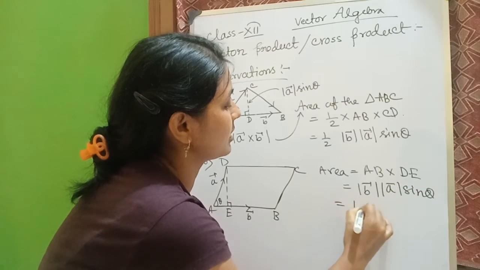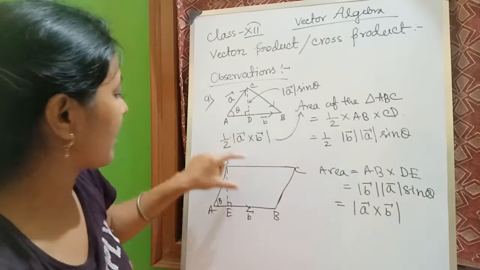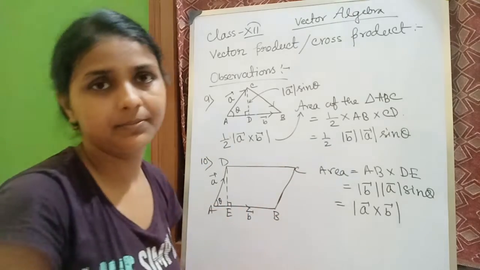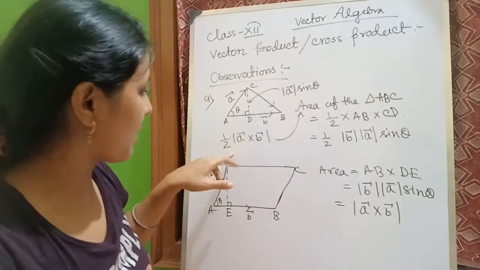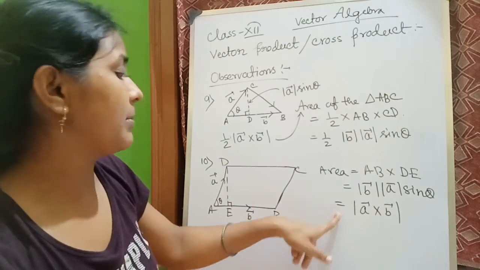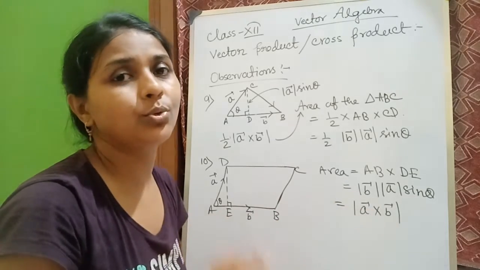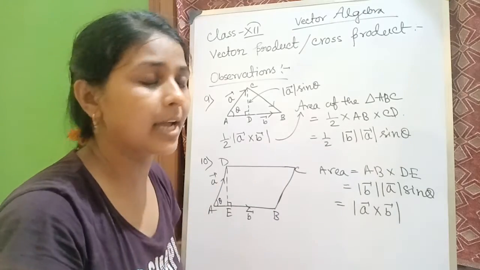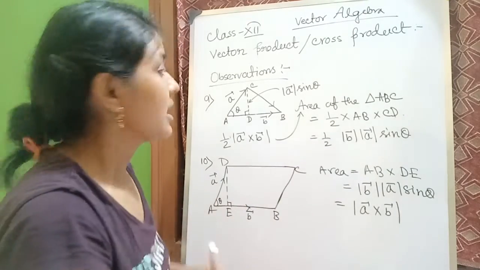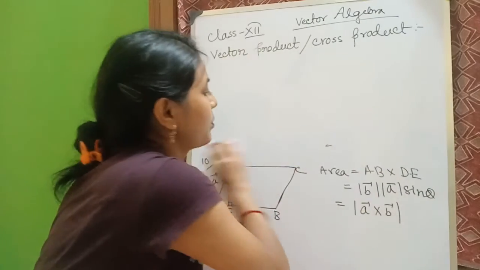Again we have got this is actually modulus of A cross B. That means the area of a parallelogram in vector formula is mod of A cross B. Area of a triangle is half of mod A cross B. Area of a parallelogram is mod A cross B. Again I am saying A and B are two adjacent sides, co-initial vectors.